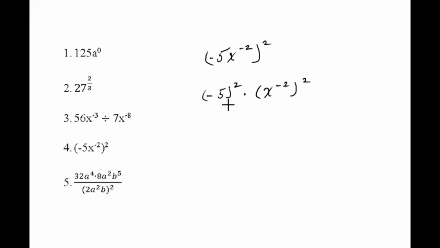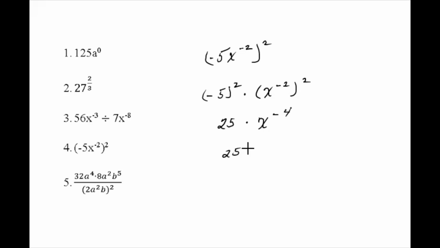Minus 5 squared is 25, isn't it? Minus 5 times minus 5 is 25. So I have 25 here. And then over here now, what I have is a situation where I have a power raised to a power. So I'm going to multiply these exponents, right? So I have x to the minus 2 times 2, which is going to be minus 4.